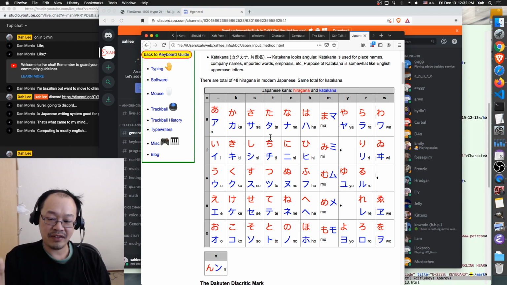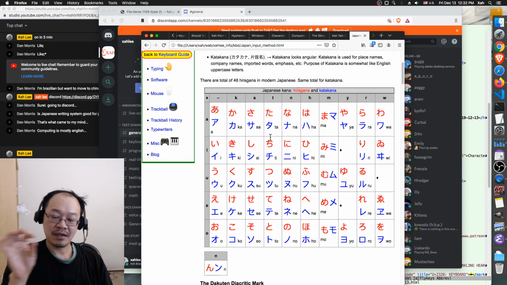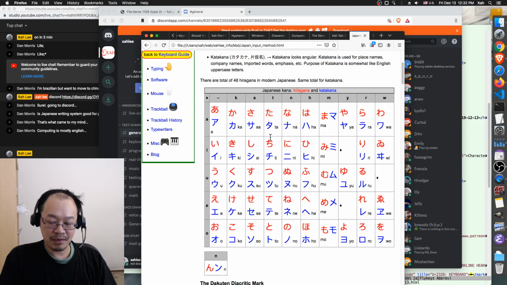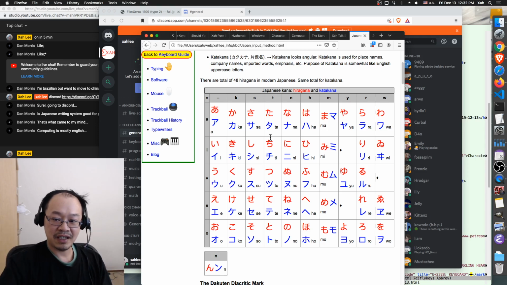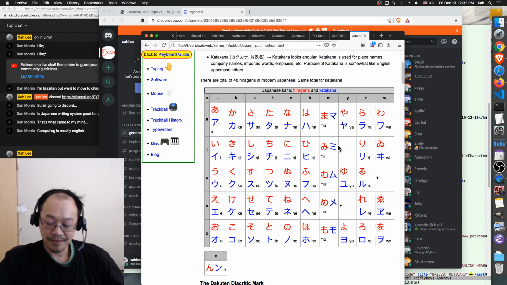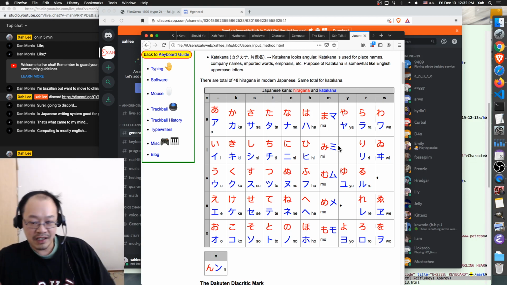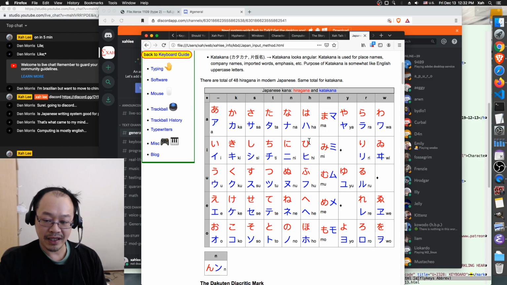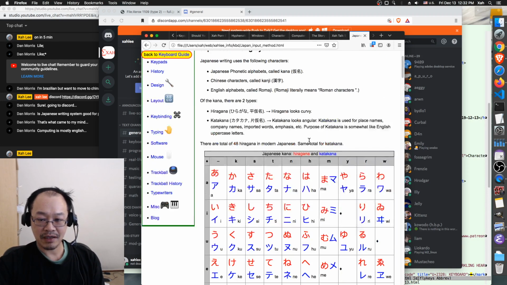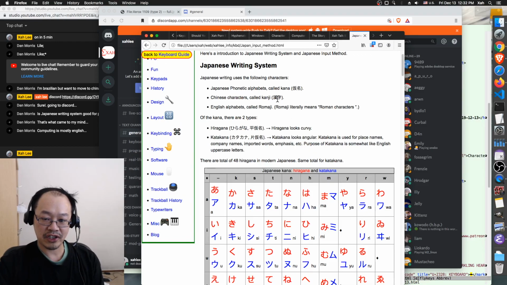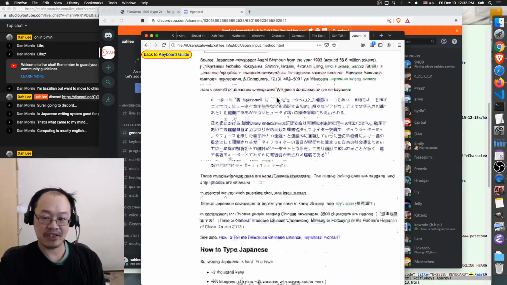So you use these phonetic symbols to notate how something is spoken. So once you know how to say something, you can write it down in hiragana or katakana. So that's a phonetic system, kind of like the English alphabet. But that's not all. The Japanese writing system also uses Chinese characters. Basically, Chinese characters.